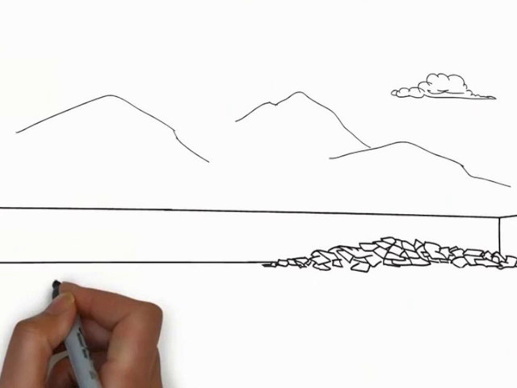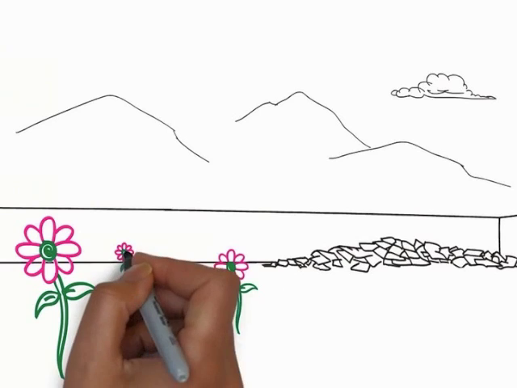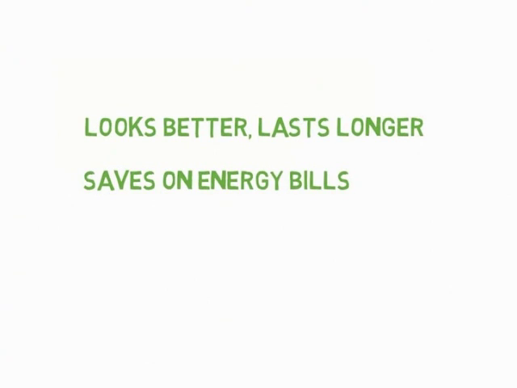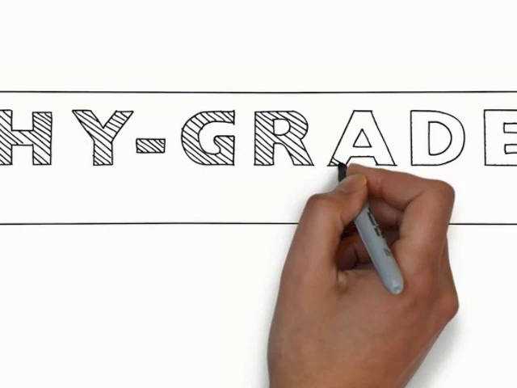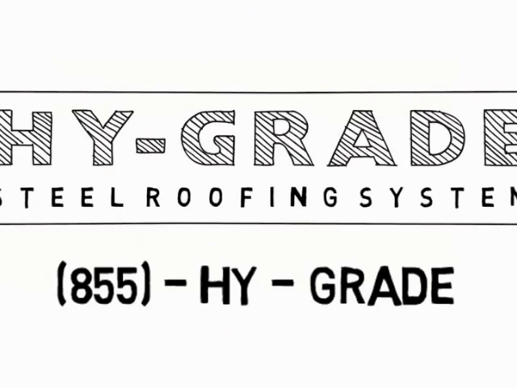So if you plan on being in your home for more than 5 years, clearly a metal roof is a superior value no matter how you slice it. It's going to look better, last longer, a lot longer, save you money on your energy bills, increase your home value, and help save the planet. The next step, give us a call to discuss your particular situation and needs. We'd be honored to have the opportunity to help you out.